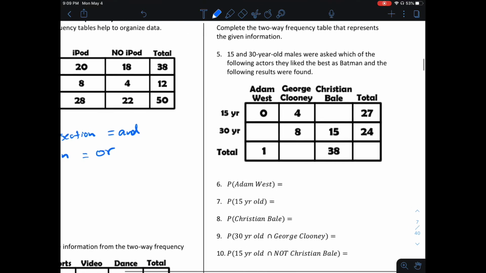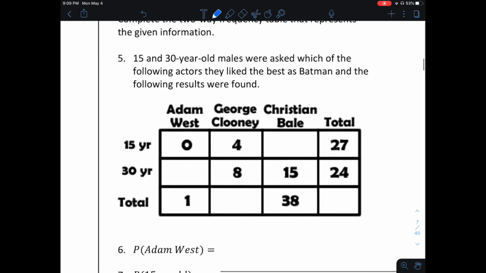Let's check this out. Here is a frequency table that's not all the way filled out. Let's see if we can figure this out. Horizontally, these three numbers should add together to get 27. So that means 0 plus 4 is 4. Well, what do we add to 4 to get to 27? Well, that would be 23. See if that works out this way. Is 23 plus 15, is that 38? It is, so that works. Here, 8 and 15 is 23. What would you add to 23 to get 24? That would be a 1. That works out vertically. 0 and 1 is 1.